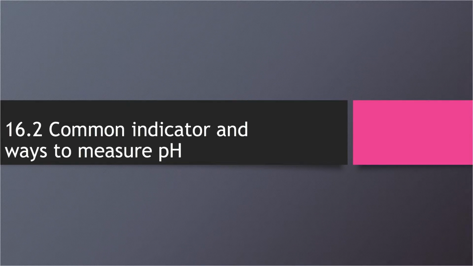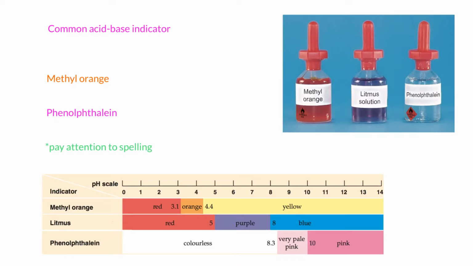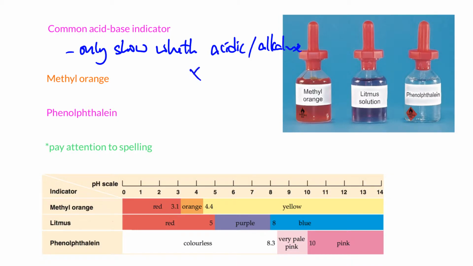16.2, okay, we will learn some common indicators and also ways to measure pH. First of all, we're going to see some common acid-base indicators. This kind of indicator can only show whether the solution is acidic or alkaline. It cannot show the pH value.